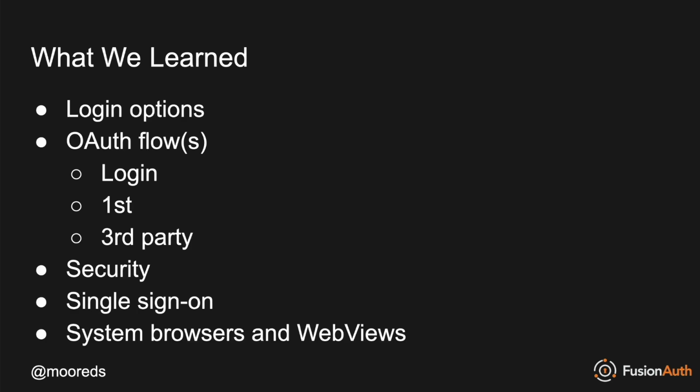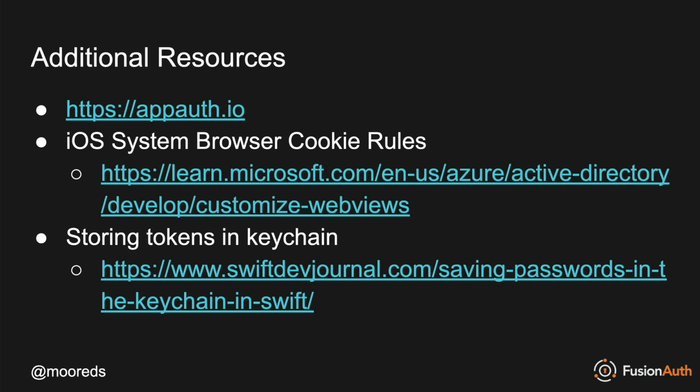We talked about login options, we talked about different OAuth flows, we talked about security, we talked about single sign-on briefly, and then system browsers and web views. Additional resources, here's a link to appauth.io, that library that helps you with so much of the initial Authorization Code Grant. If you're interested in learning more about the different cookie rules around the system browser on iOS, this is a good resource, and this is an example of how to store tokens in the iOS keychain.